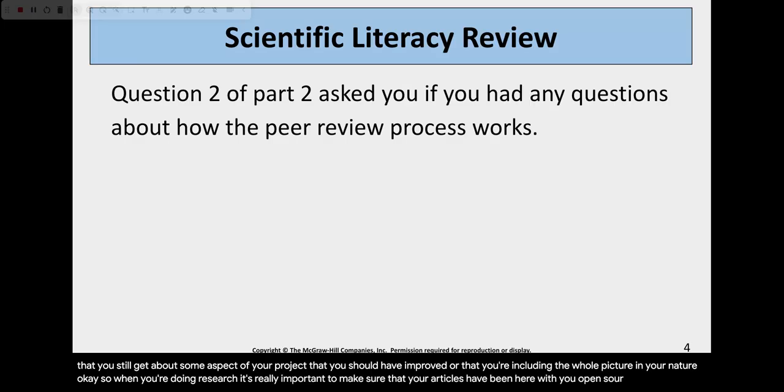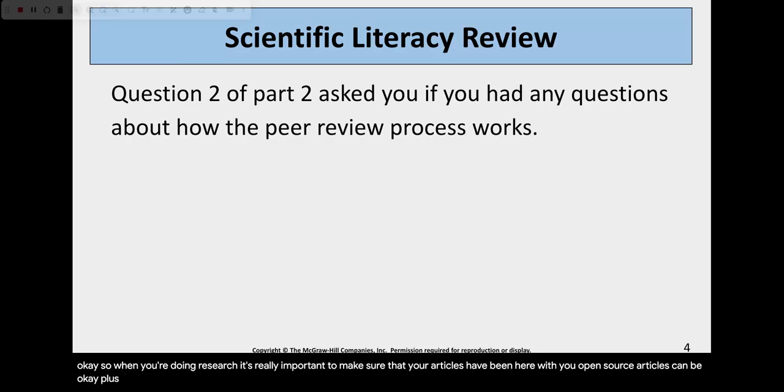Open source articles can be okay, but they haven't been through the peer review process, so we just cannot guarantee it. The peer review process can take more time because of this, right? Sometimes it takes a couple of years for something to get published.